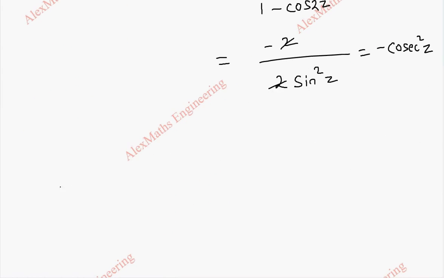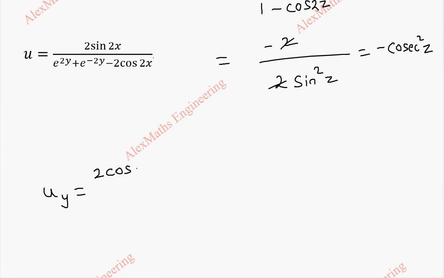Now we have to find uy. I just copied the u here for reference. Again we have to follow the quotient rule. Derivative of the numerator is 2 cos 2x into 2, and the denominator term is kept as it is. When we do quotient rule differentiation, then minus numerator is x, its derivative will become, sorry, we have to do from the beginning.